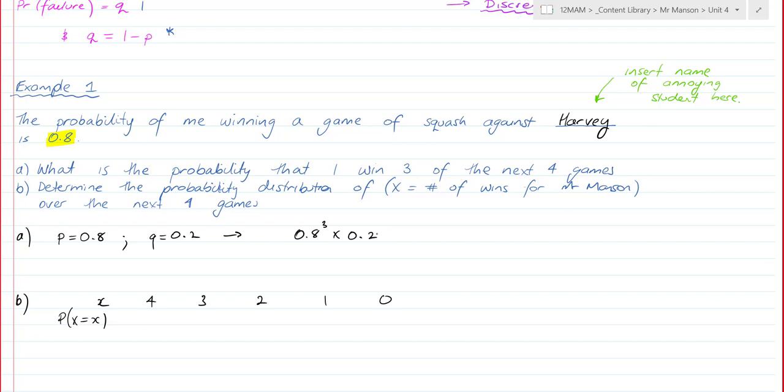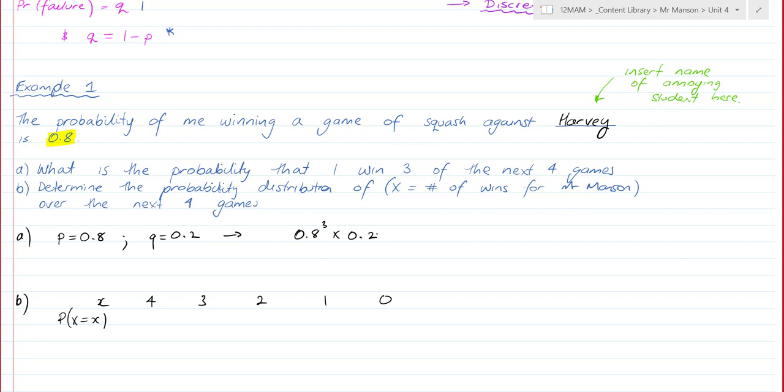failure. How many ways can I get 3 wins, by the way? So I can get success, success, success, and then lose the last one. Or I can get success, success, failure, success. Or I can get success, failure, success, success. Or failure, success, success, success. 4 ways I could do that.